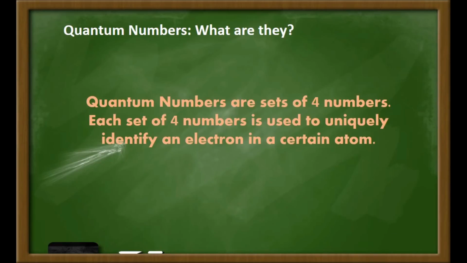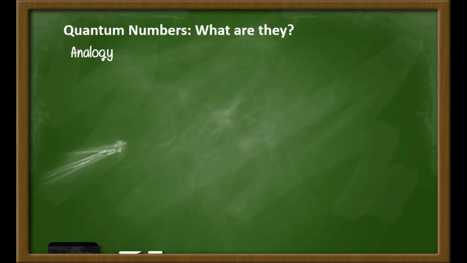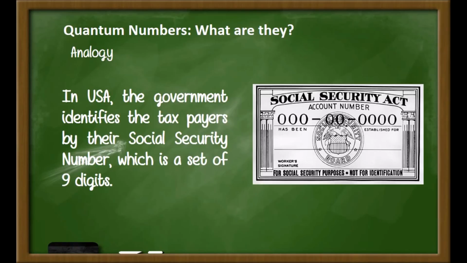Hey class, first of all, let's see what are quantum numbers. Quantum numbers are sets of 4 numbers. Each set of 4 numbers is used to uniquely identify an electron in a certain atom. If we could do some analogy between quantum numbers and something that you are already familiar with, a good example would be the Social Security number.